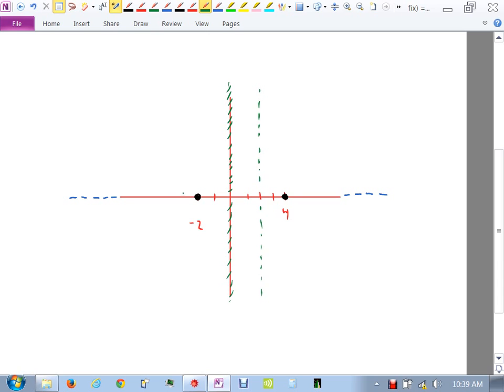Oh well. Okay, so I'm going to pick a -3. I'm going to pick a -1. And pick a +1, a 3, and a 5. Again, notice how nice that worked out. We had them between each one.